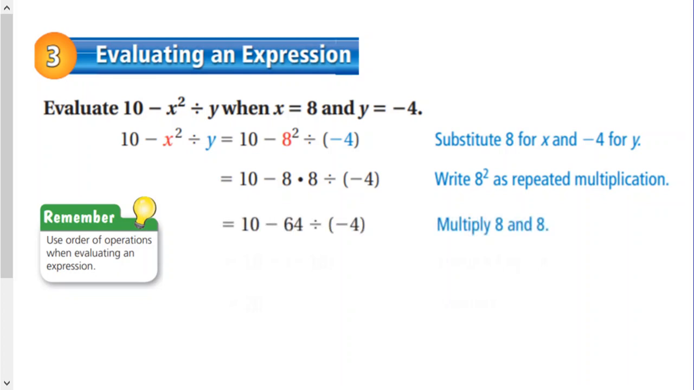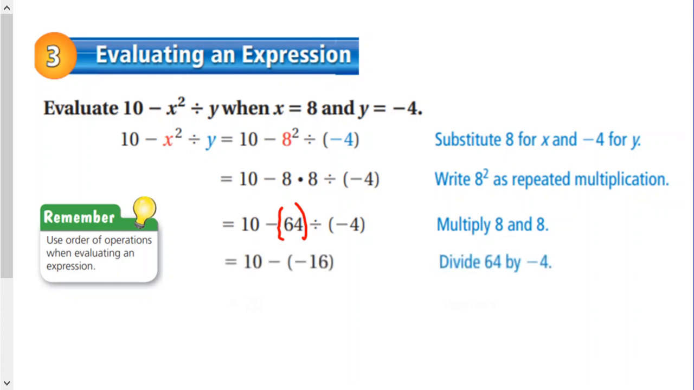So if we multiply 8 by 8, we'll get 64. And now our expression is 10 minus 64 divided by negative 4. So now we'll divide 64 by negative 4. And remember that 64 is a positive 64. Okay, so it's positive 64 divided by negative 4. And something that might help you see that is if you put these parentheses here. Okay.